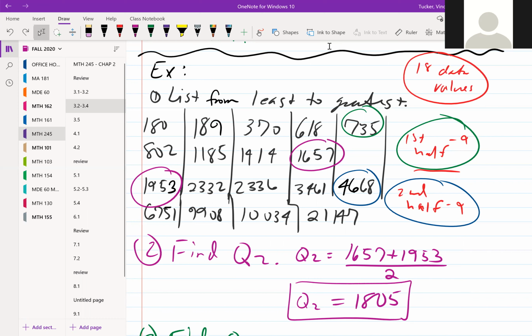You had said you had to find the odd numbers. No, we have an even number of data values. We have 18 data values. Because it's even, you take the 2 middle values, add them together, and divide by 2.